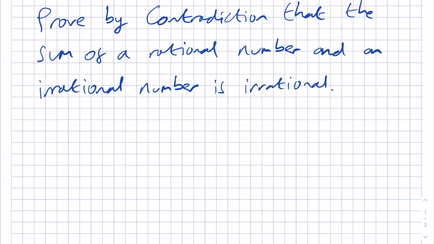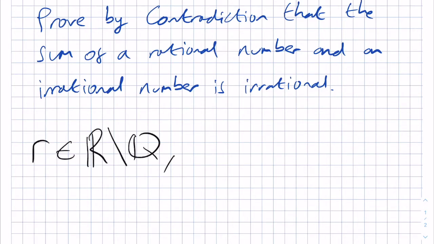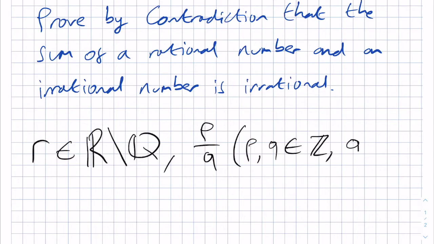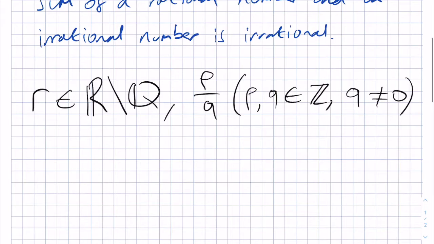That means if we take r, which is an irrational number, which we can write as the set of all real numbers set differenced with the set of all rational numbers, and then say we have a rational number which we can write as p over q, where p and q are integers and q is not 0, then we look at the sum r plus p over q. We want to show that this is irrational.